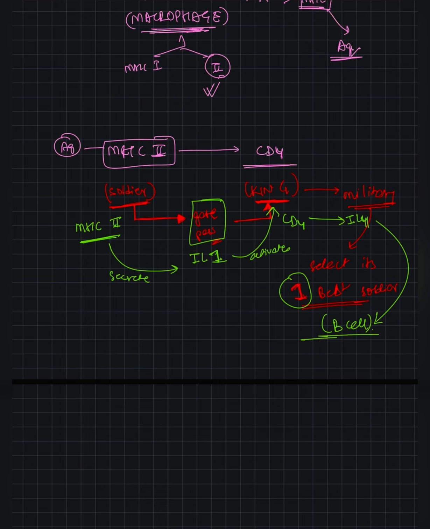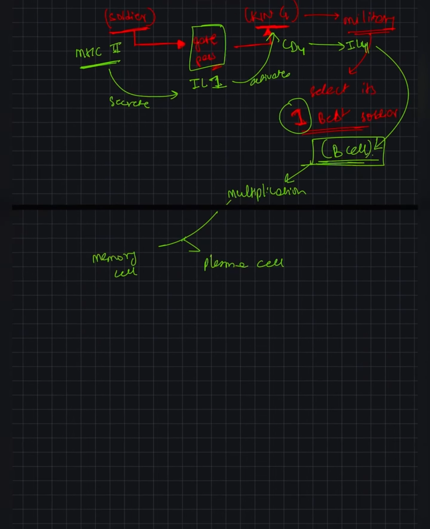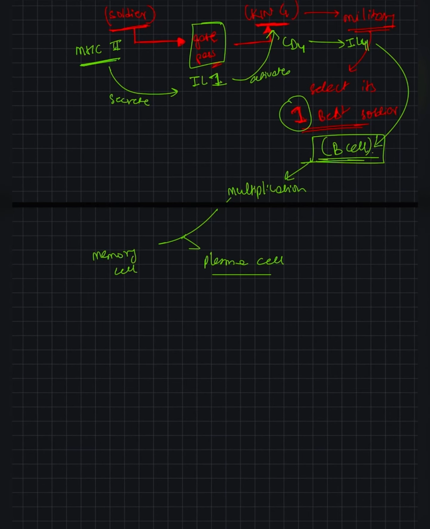This particular B cell will undergo multiplication. After multiplication, it will form memory cells and plasma cells. This plasma cell will secrete antibodies. This antibody will go and attack the antigen, neutralizing it.